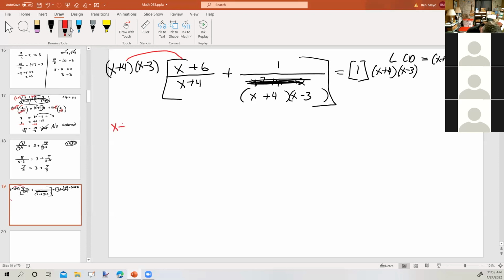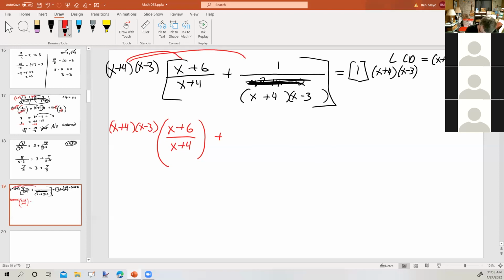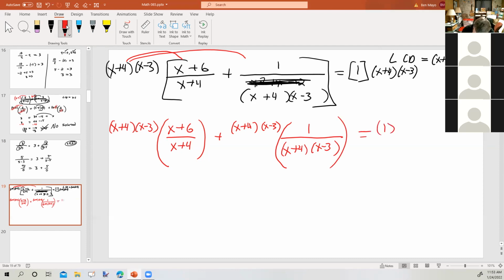So I've got X plus 4 times X minus 3 times X plus 6 over X plus 4. Okay, plus X plus 4 times X minus 3 times 1 over X plus 4 times X minus 3 equals 1 times X plus 4 times X minus 3. So do you see how we distributed the X plus 4 times X minus 3 to every term? All right, we good to go on?